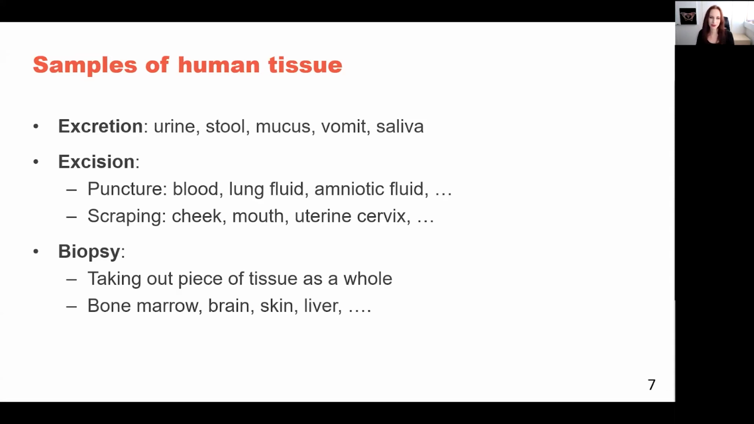Or you could do a biopsy. And a biopsy is also sort of an excision, but the difference is that you're taking out a piece of tissue as a whole. So you're looking at something a bit more large than just a single cell, let's say, right? So it could be, for example, hard tissue, such as the bone marrow. It could be a sample of the brain, of the skin, of the liver, of the lung. Of most tissues in the human body, you can take a sample.